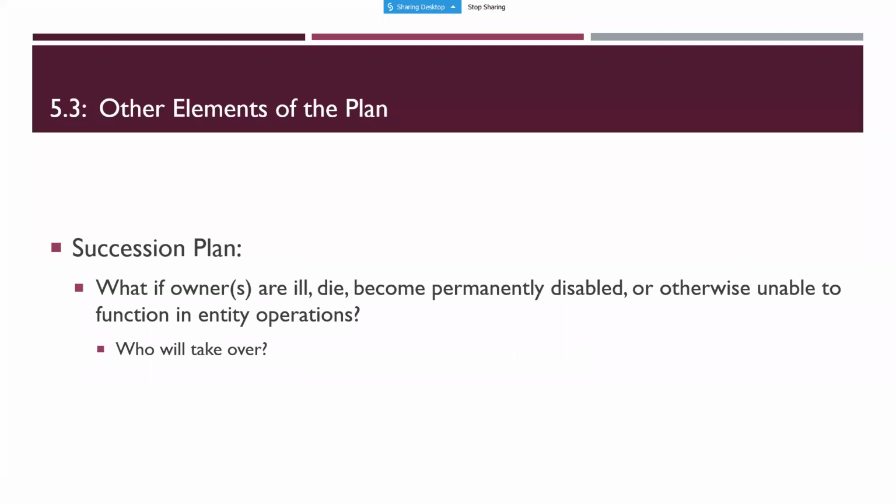So what happens if your owners, especially with something like what's going on right now, who saw this happening? What if your owners suddenly become ill? What if they die? What if they're permanently disabled and not able to function in the operations? Who's going to take over? Do you have a structure where somebody can take over? Or do you have a sole proprietorship that'll have to be basically dissolved and someone else step in with a new business?